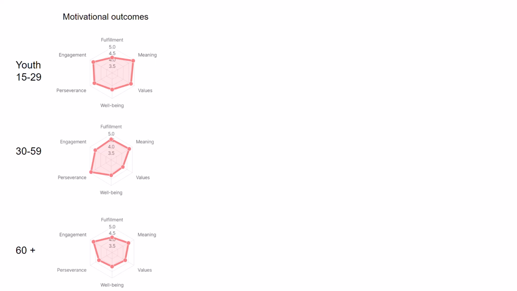So for example, you would see perseverance is high among the 30 to 59, low among those above 60, and sort of in between for the youth, as an example. But they all seem to be around 4.5 in terms of fulfillment.